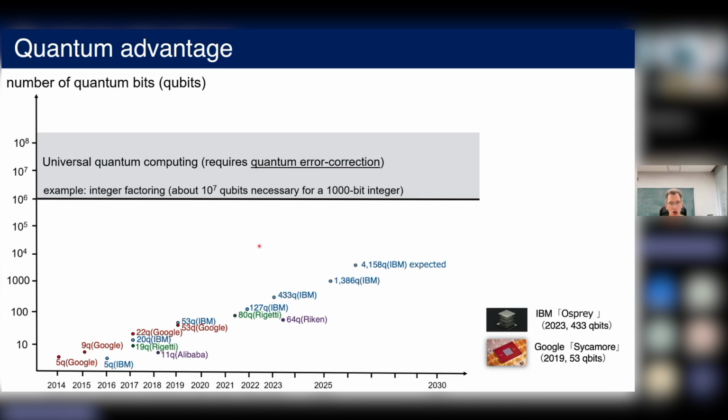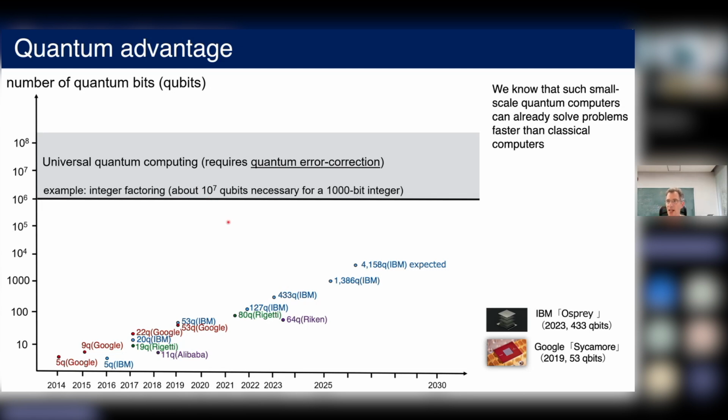Here you see a partial description of the achievements in the construction of quantum computers. We started with a small quantum computer of 5 qubits 10 years ago. Now we have around 1,000 qubits. Of course, to do tasks like integer factoring, you will need error correction, so you need a huge number of qubits. That is very far from what we can do so far. But it's known that even with the small-scale quantum computers we have currently, we can solve some problems faster than any classical computer.